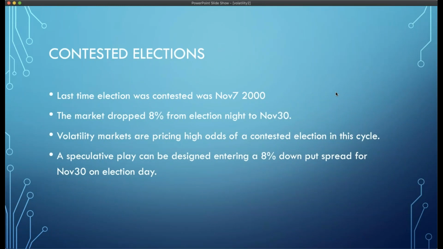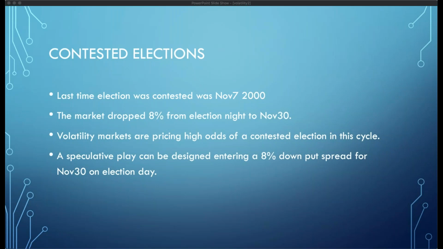And now let's go back to the contested election. The contested election is a scenario where we don't know who the winner of the election will be, or it will take some time for us to figure out who won. Okay, so that's kind of the contested election. And the last time this happened was in November 7th, 2000. For those of you that are old enough to remember the election 20 years ago, if you notice, the market actually dropped 8% from election night to the end of November.